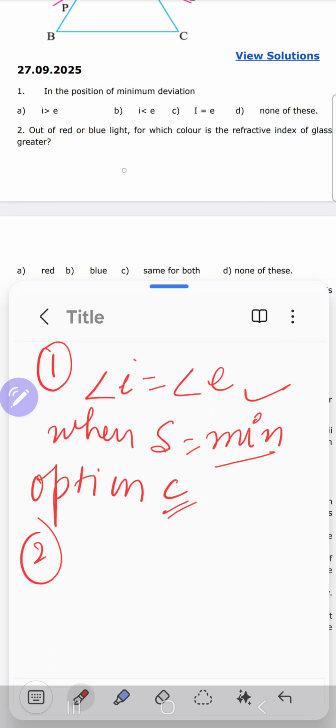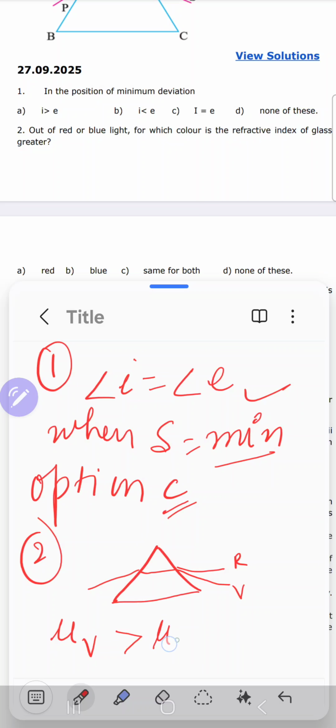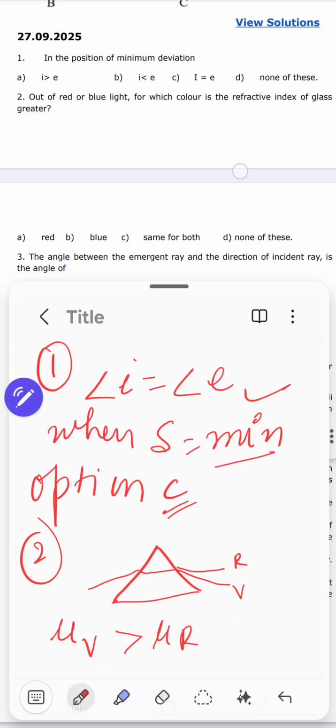Question number 2 is, out of red or blue light, for which color is the refractive index of glass greater? As we know, red color has the maximum wavelength. When a ray of light passes through a glass prism, violet has the maximum bending and red the least, so we get the VIBGYOR pattern. So violet bends the maximum, which means the refractive index of violet is more than the refractive index of red.